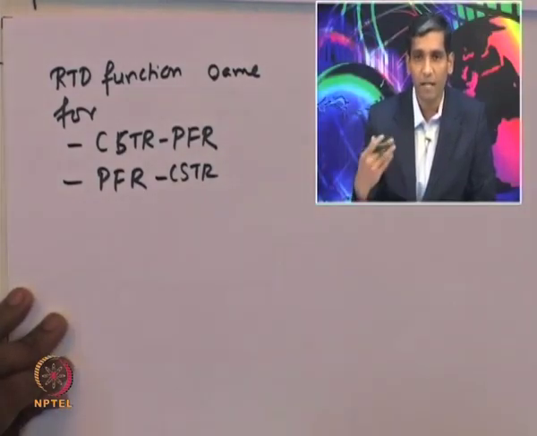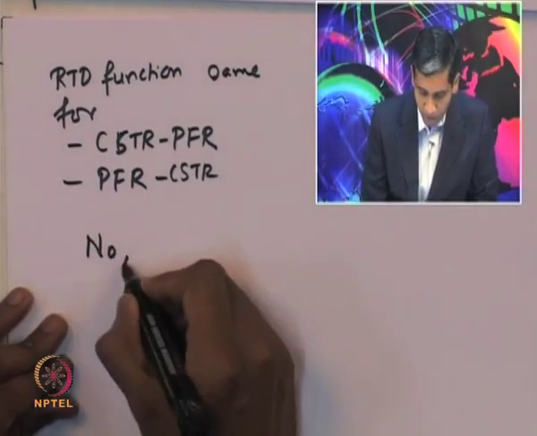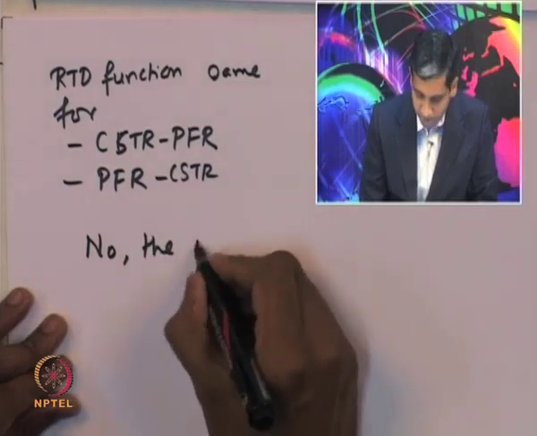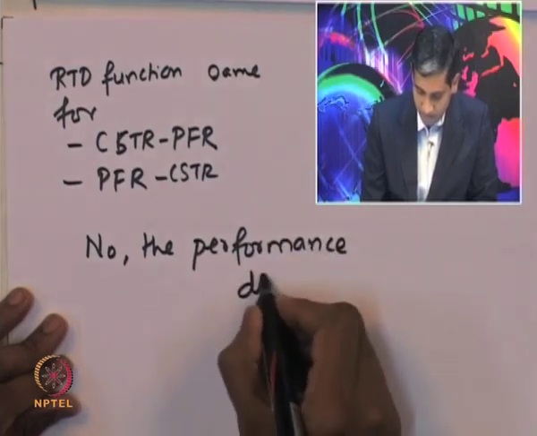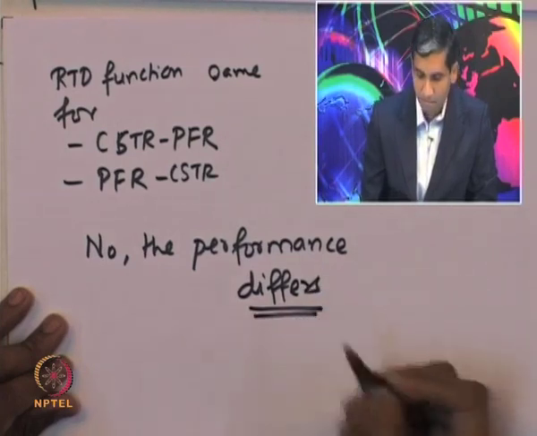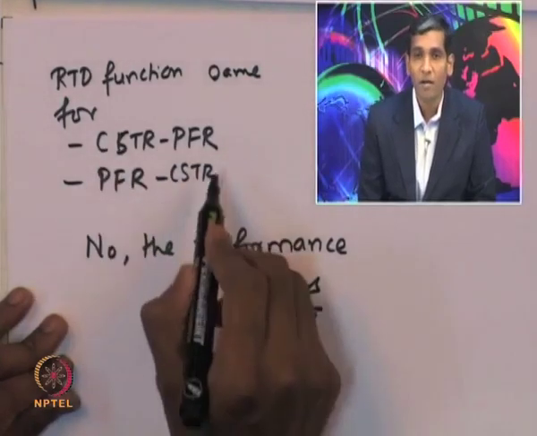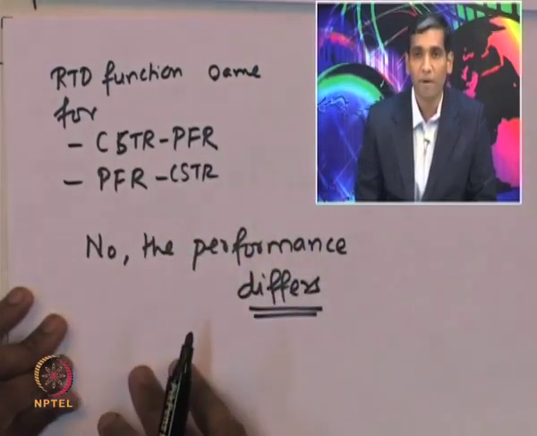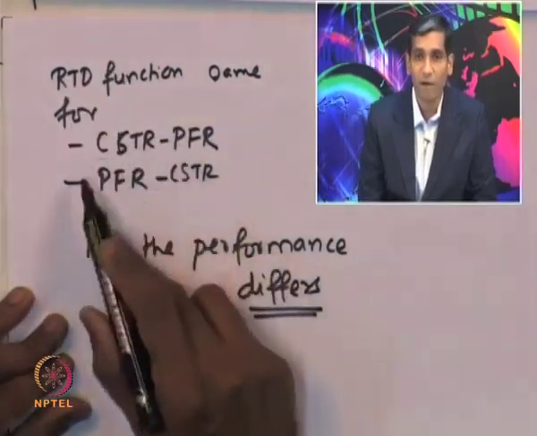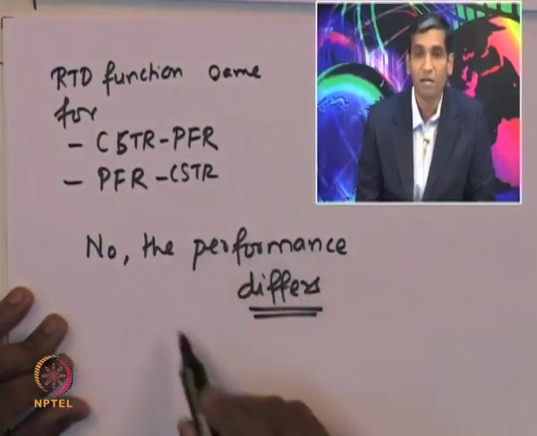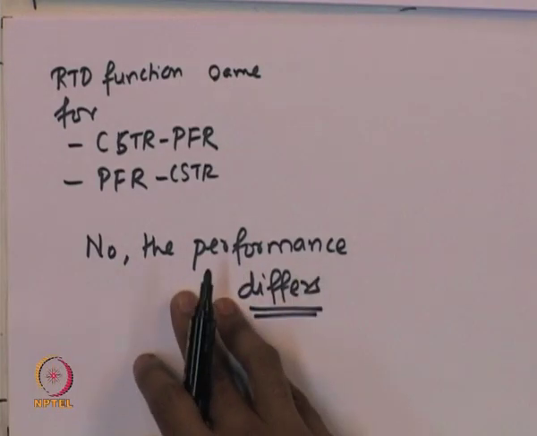Now, does it mean that the properties of this combination are the same? So, no, that is not true actually. The properties will not be the same. In fact, the performance differs significantly, and it completely depends upon the order in which the CSTR and the plug flow reactor combination is placed. So, therefore, the RTD function being the same for both reactors does not necessarily mean that the performance of these two reactors will be the same. In this case the performance will be different.